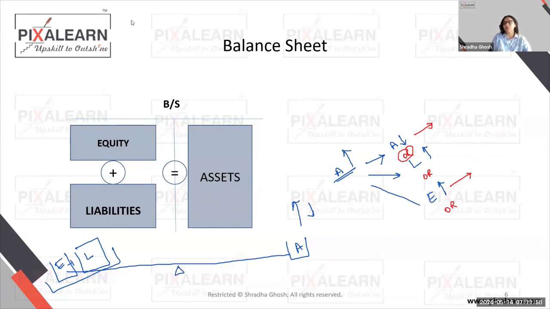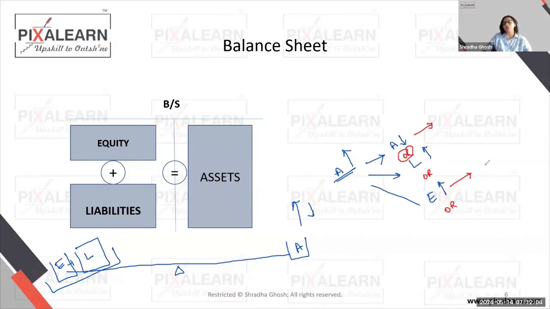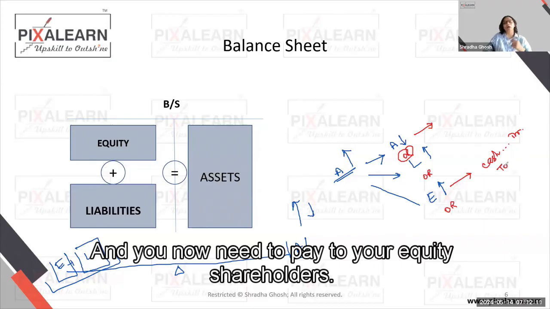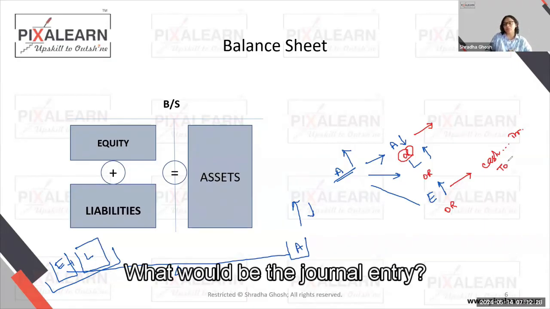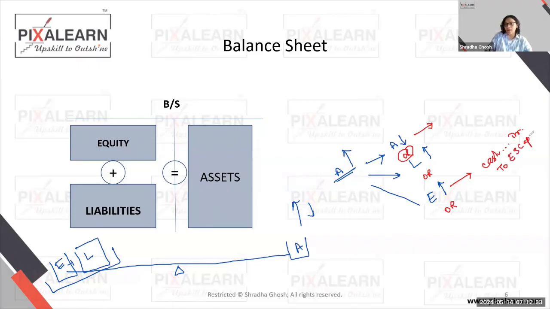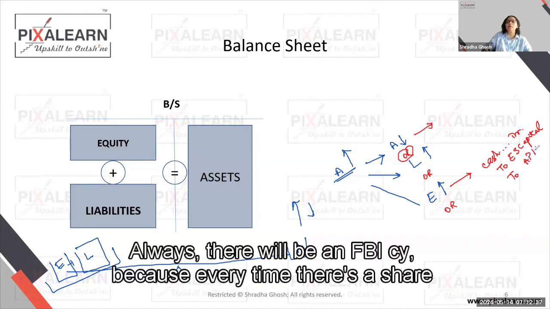Asset increases, very good. So shares are issued. So what is a journal entry? You're getting something in, which is good news. So your cash gets in, and you need to pay to your equity shareholders. What would be the journal entry? So this will be equity share capital account. And another thing, don't forget the APIC. There will always be an APIC.